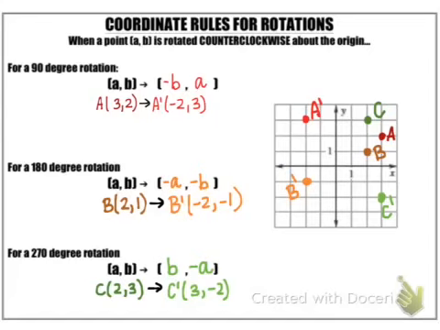Let's take a look at all of these rotations separately. Point A starts in quadrant 1 and moves to quadrant 2. That is our 90-degree rotation about the origin. Point B, also starting in quadrant 1, now moves to quadrant 3. So that rotated 180 degrees, which is a straight line. And point C, starting in quadrant 1.